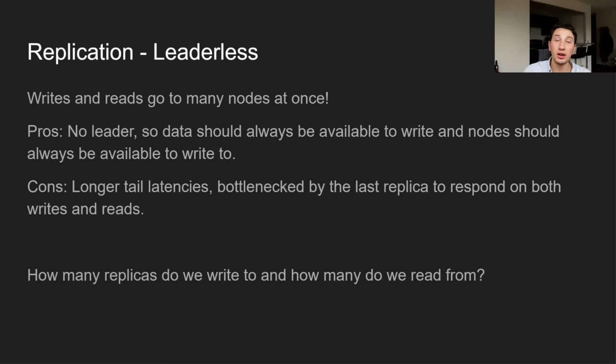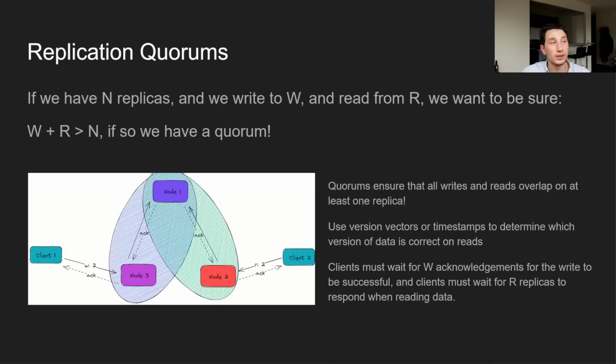And then I guess the con of this approach is that we have longer tail latencies. If I need to wait for 3 nodes to respond to my write before my write is considered committed, then what that means is that I'm bottlenecked by the slowest of those 3 nodes. And the same thing applies for reads. So the question is, well, how many replicas do we actually have to write to and read from for one of these operations to be valid? This is where we introduce the concept of something called quorums.